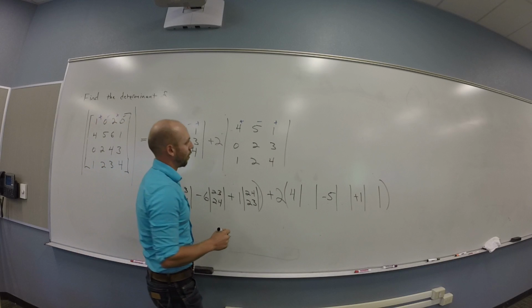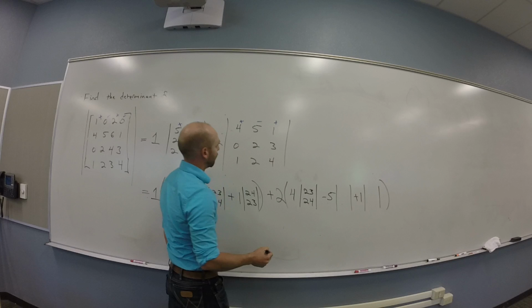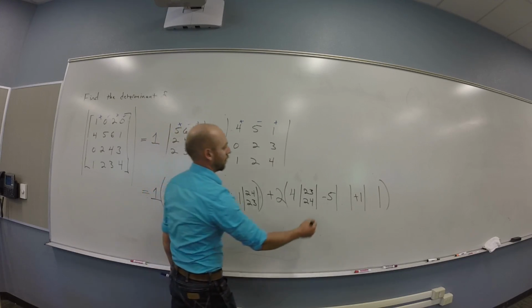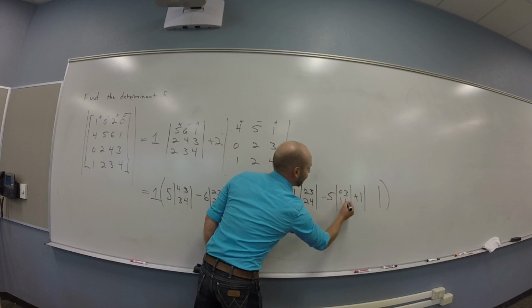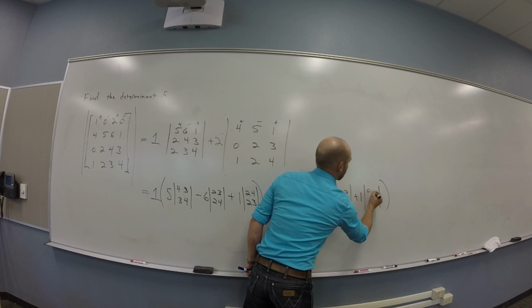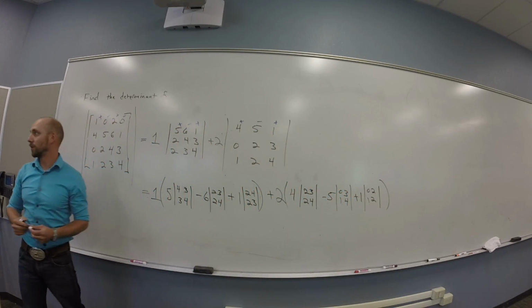Okay, and the 4 gets the little matrix 2, 3, 2, 4. The minus 5 gets 0, 3, 1, 4. And the 1 gets 0, 2, 1, 2. And now I have a whole bunch of arithmetic ahead of me, right?